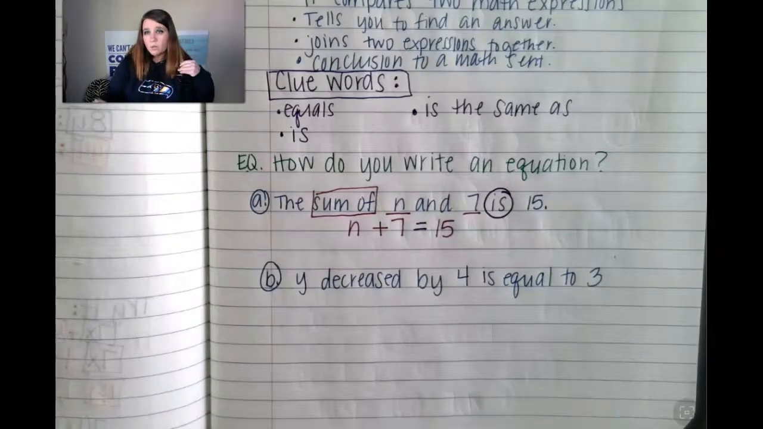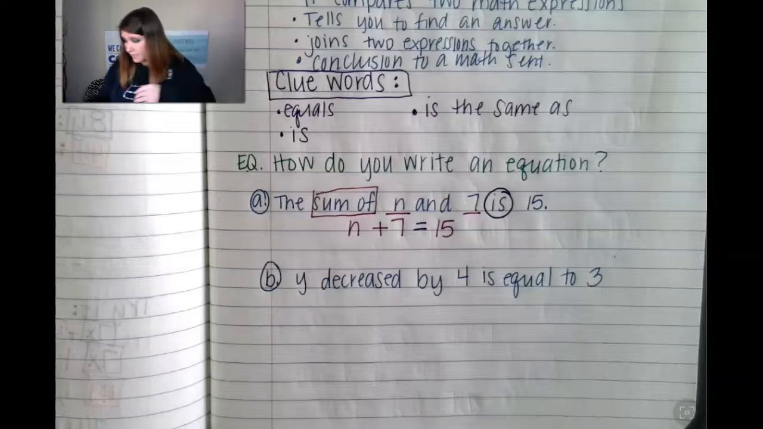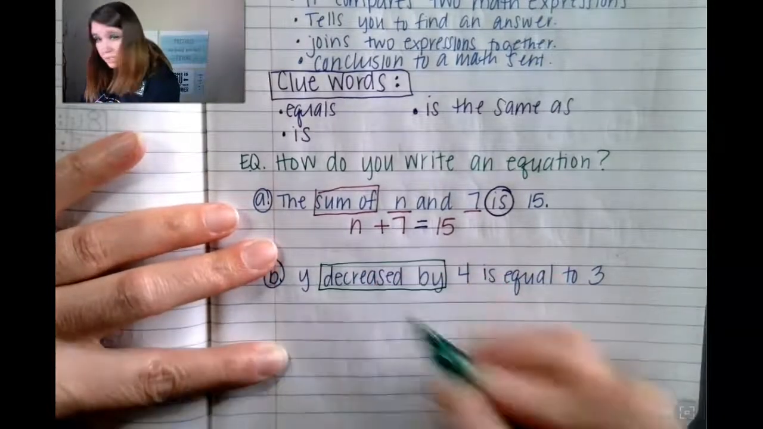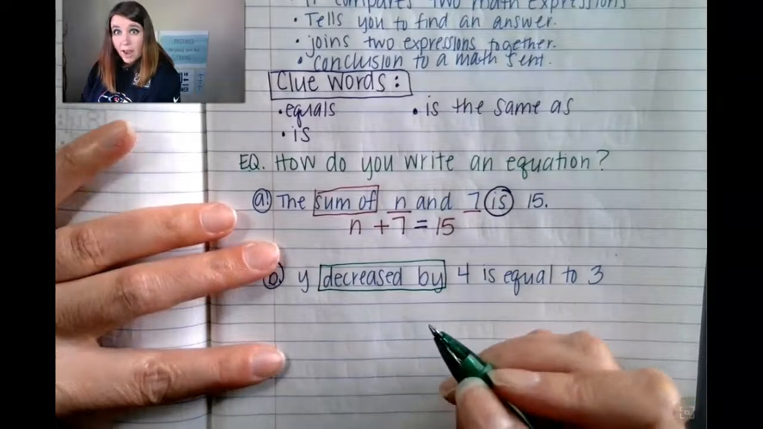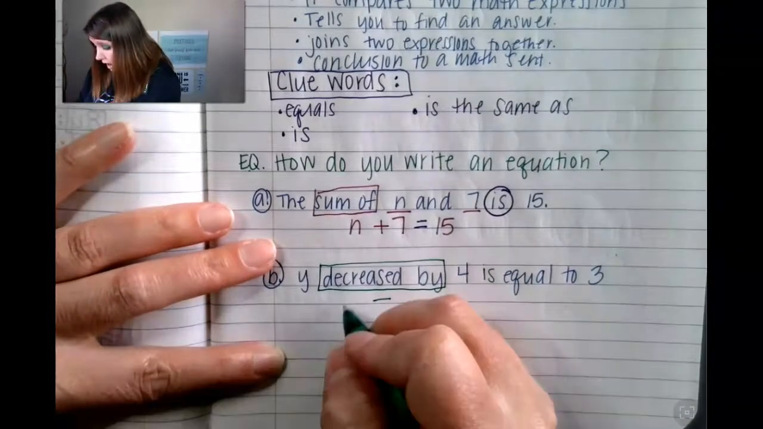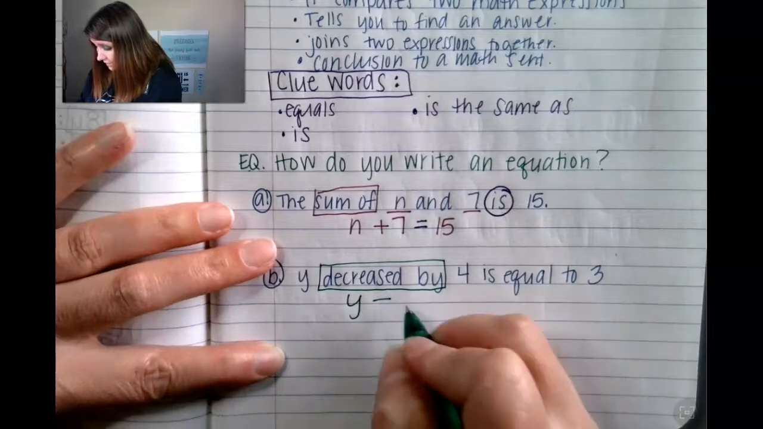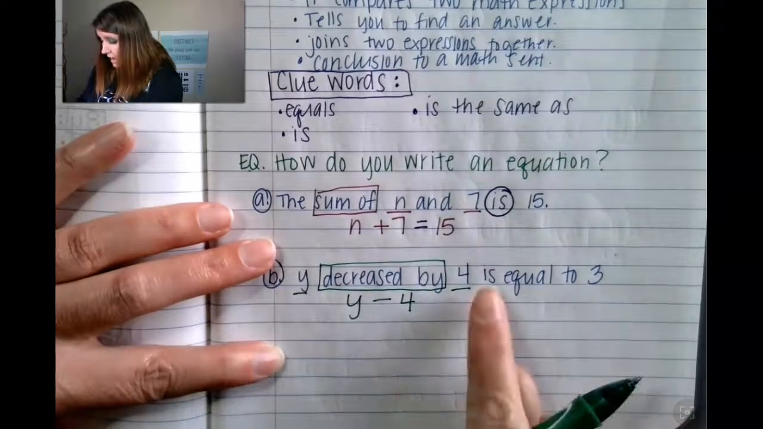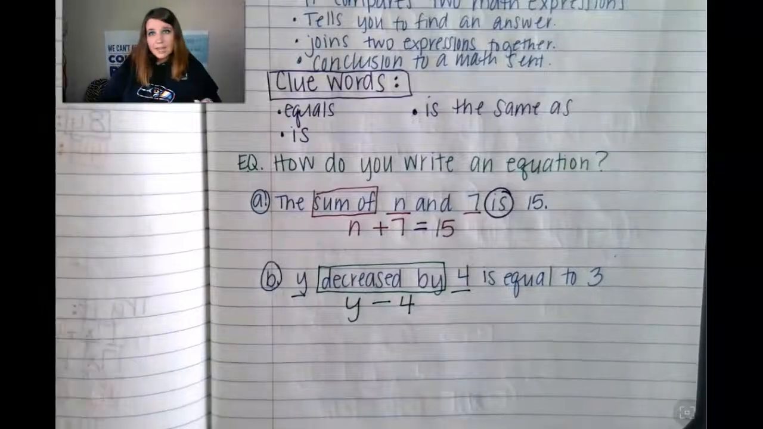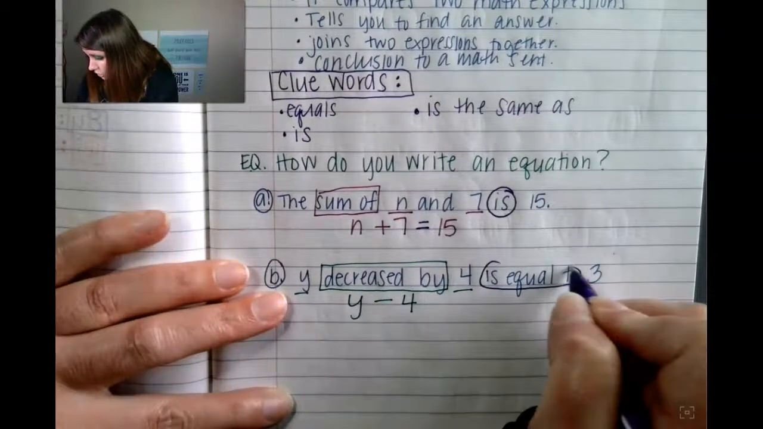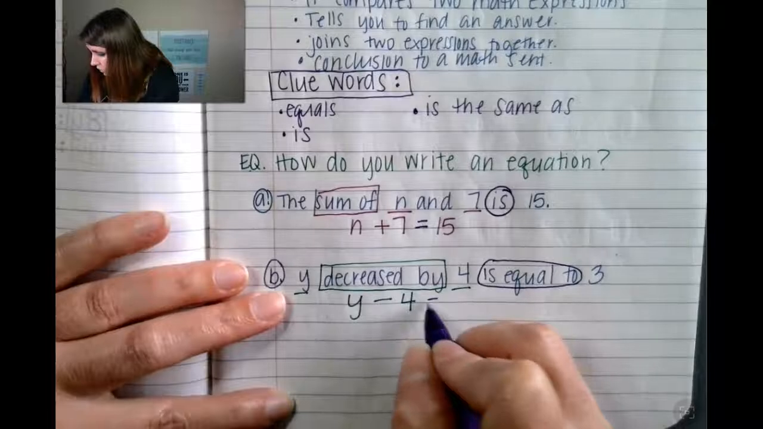So when we write this, again, we're looking at our clue words. So let's find that clue word. Decreased by. We know decreased by means subtract. So we're subtracting y and 4. Now we have a clue word again. Is equal to, so boom, throw in the equal sign.